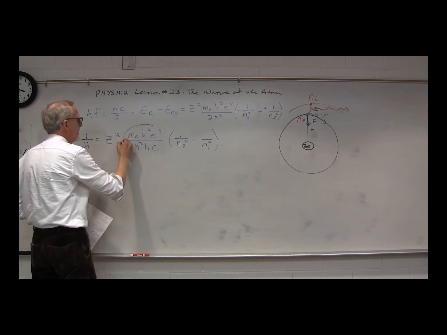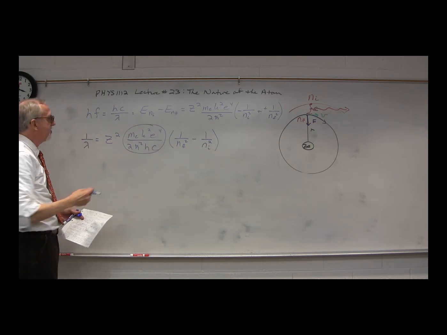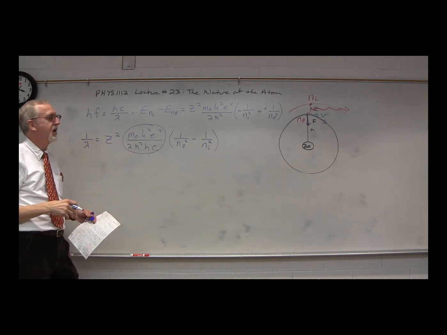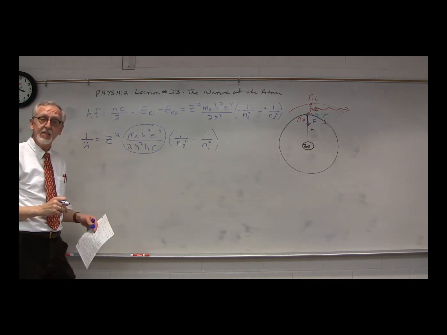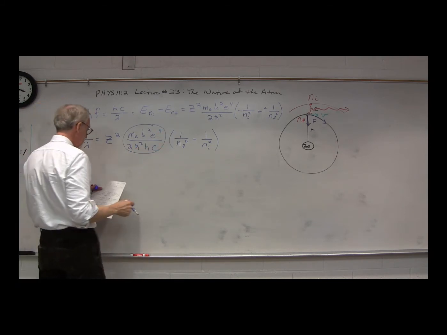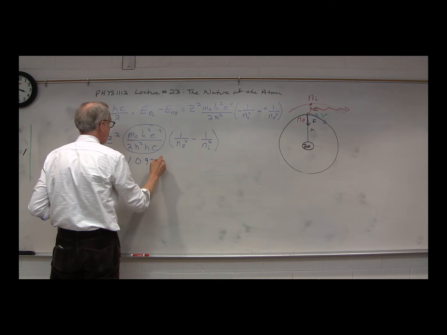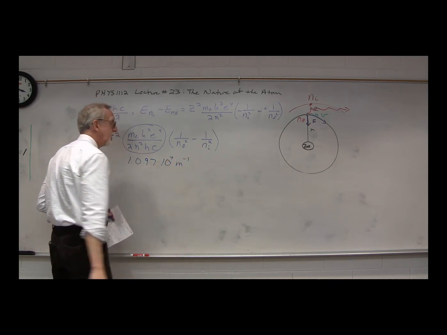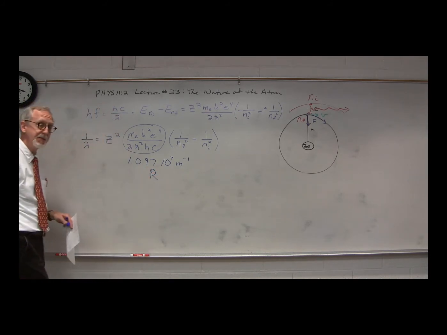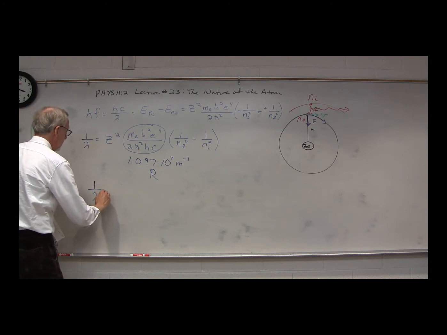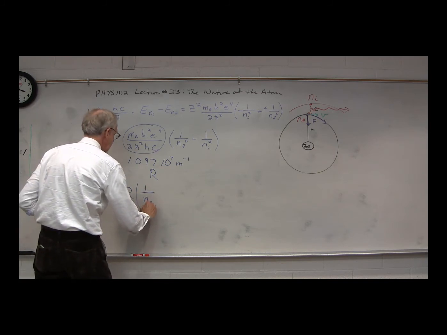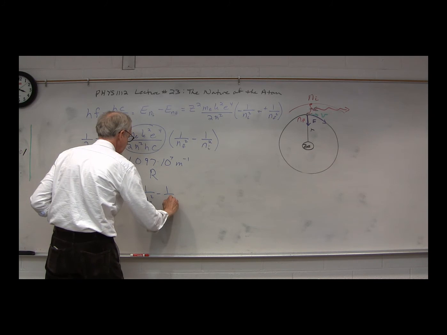Now let's stick values in here. Well, we've got the mass of the electron, 9.11 times 10 to the minus whatever, k, 8.99 times 10 to the whatever, e, 1.602 times 10 to the minus whatever, divided by all these things. Put all those numbers in, and what do we get? It turns out we get 1.097 times 10 to the 7th inverse meters. What's that? It is the Rydberg constant. So what do we get? We get 1 over lambda is equal to Z squared times R times 1 over n_final squared minus 1 over n_initial squared.